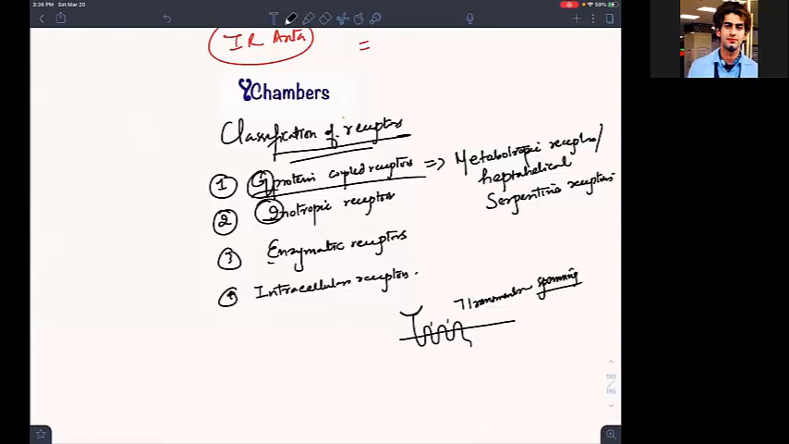Now what is happening if I have G? How many types of G do we have? Anyone, please? Please contribute. How many types? Gs, Gi, Gq. Okay, let us write.